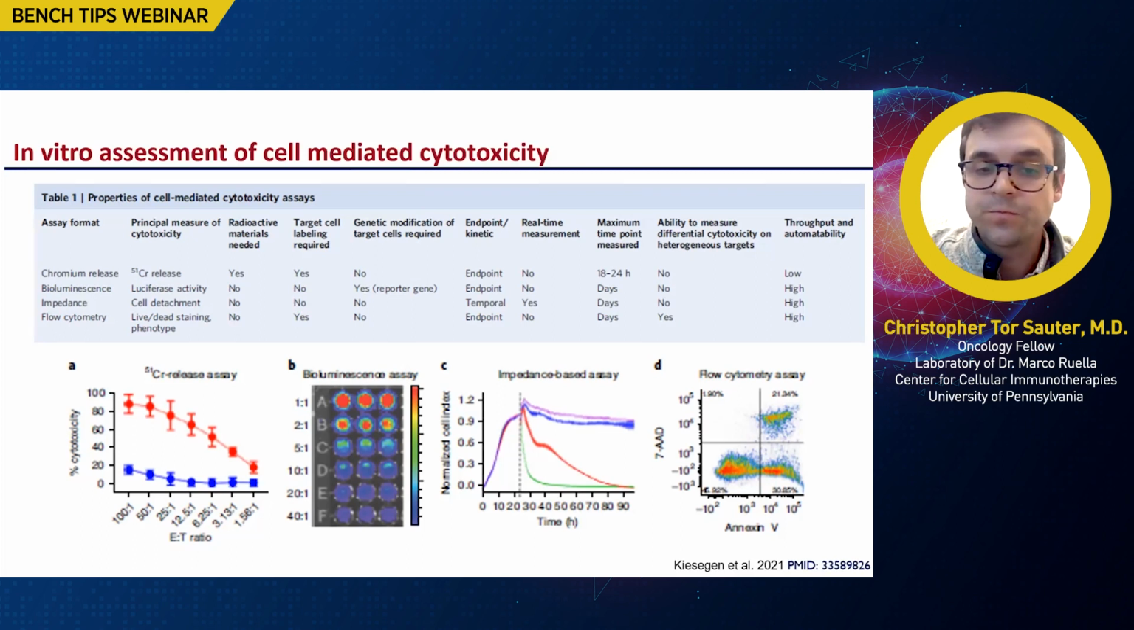Alternatively, flow cytometry-based killing assays are useful when one desires to measure early markers of apoptosis or when the target tumor lacks a reporter assay. Additionally, not shown in this table are fluorescence-based high-throughput microscopy systems that can be used in an incubator, such as the IncuCyte or CellCyte platforms.